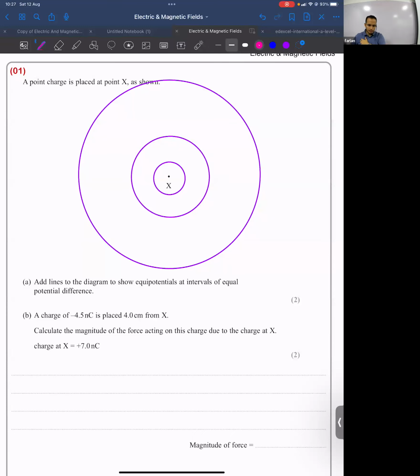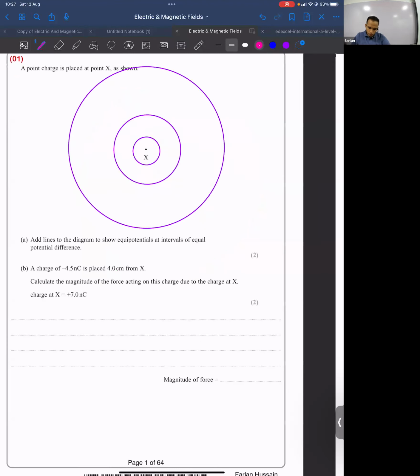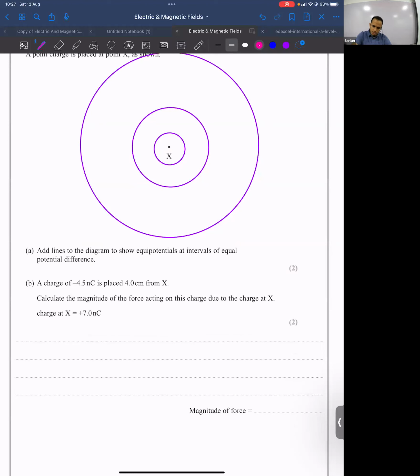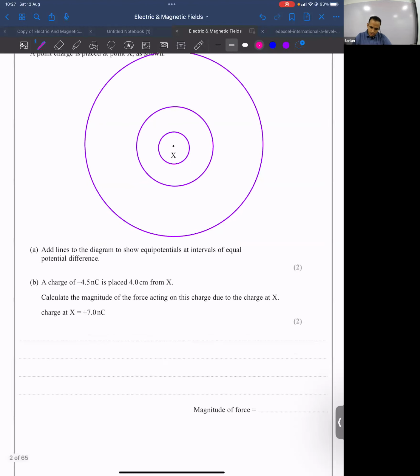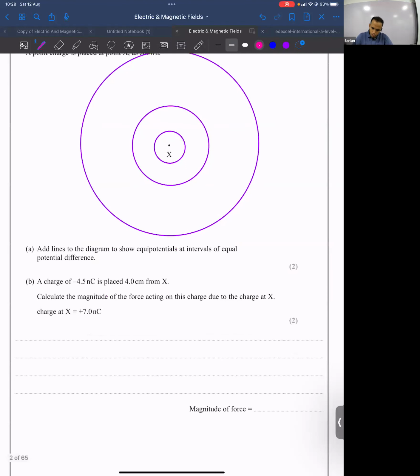A charge of minus 4.5 nanocoulombs is placed 4 centimeters from X. Calculate the magnitude of the force acting on this charge due to the charge at X. The charge at X is 7 nanocoulombs. So the force will be, guys, 1 over 4 pi epsilon naught Q1 Q2 over R square.